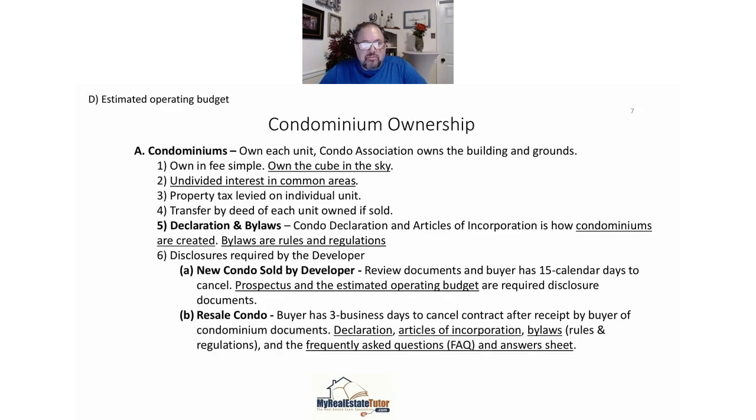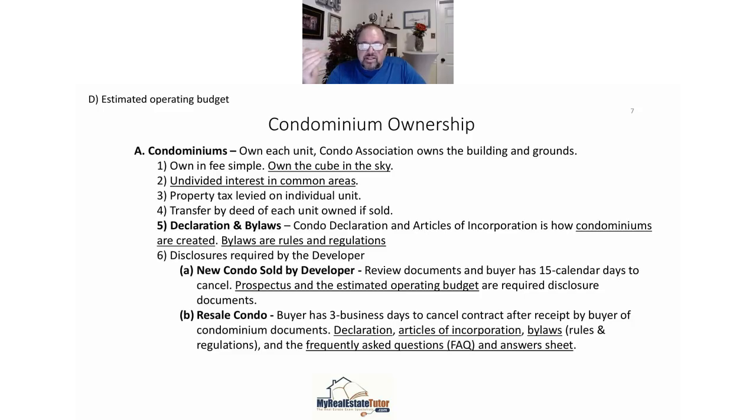Okay, let's take a look at this. Condominium ownership. Remember, you own fee simple under A, 1, 2, 3, and 4. It talks about the ownership. You own the cube in the sky. It is undivided interest. Okay. And then in the common areas, in other words, everybody has a usage and divides up the common areas by use. Use only, not ownership. You only own the cube in the sky.